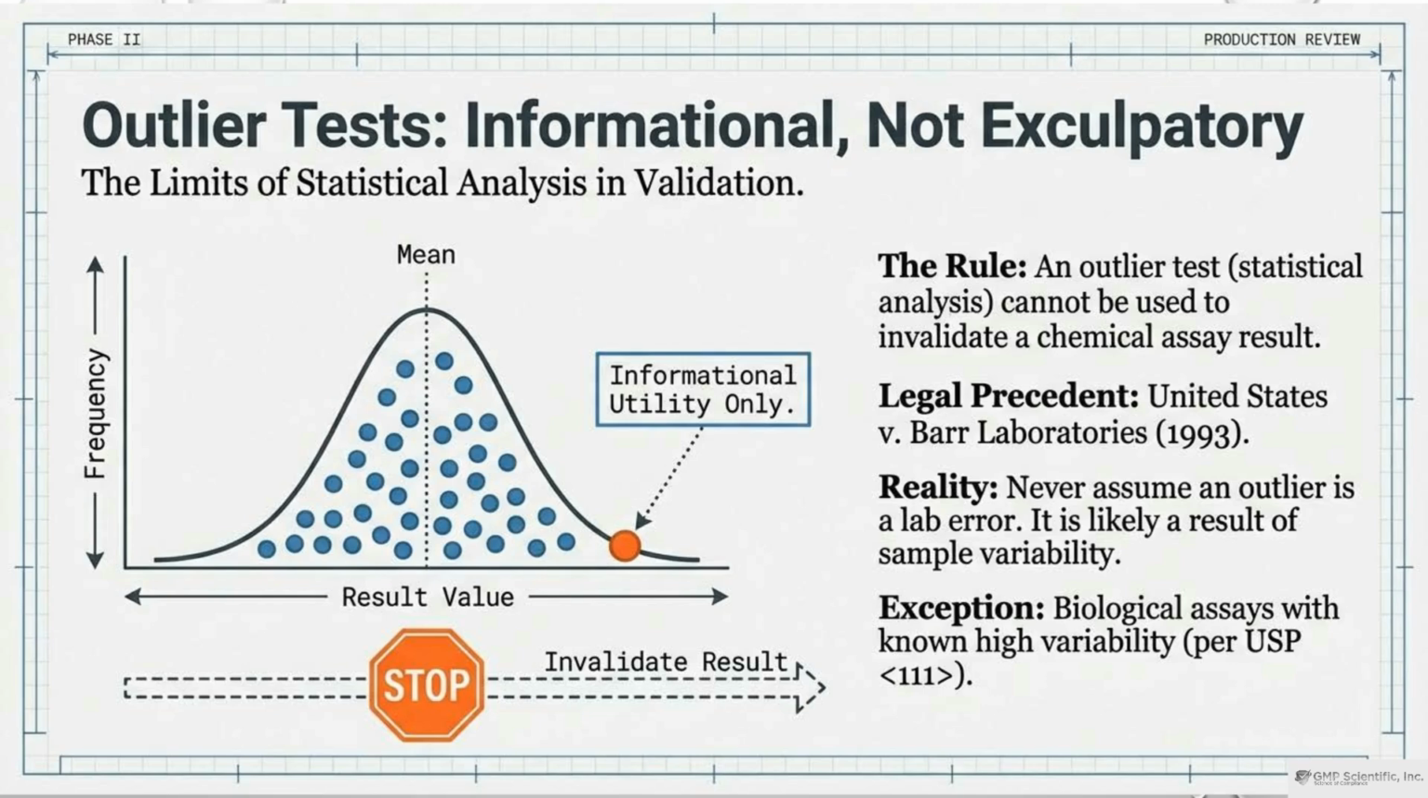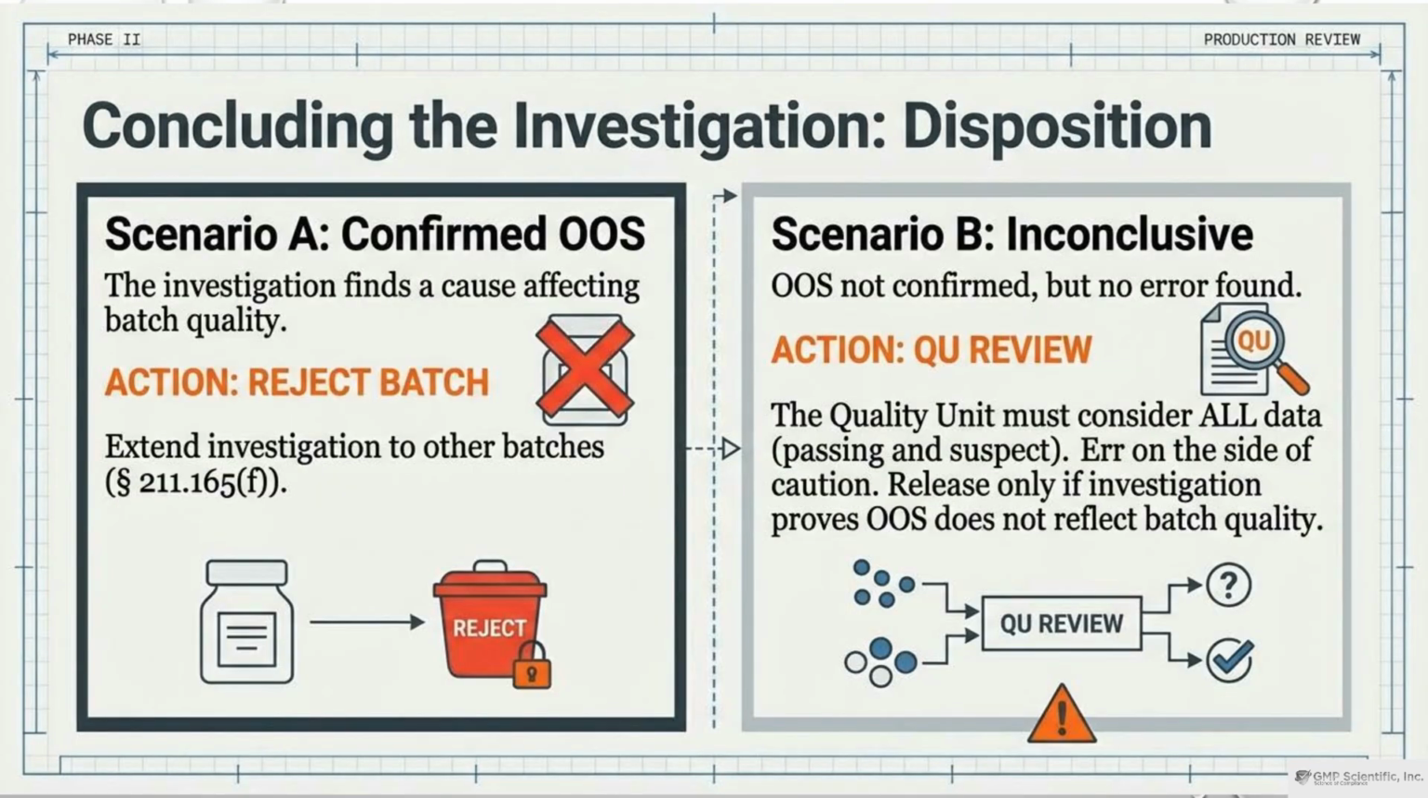Outlier tests are informational, not exculpatory. They cannot be used to invalidate chemical assay results. Statistical exclusion does not prove laboratory error. Apparent outliers are often the result of real sample variability and should not be used to justify passing an OOS result. If the investigation confirms an OOS affecting batch quality, the batch must be rejected.